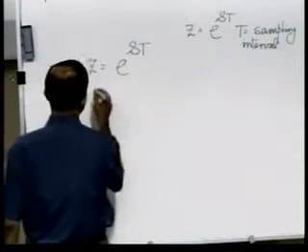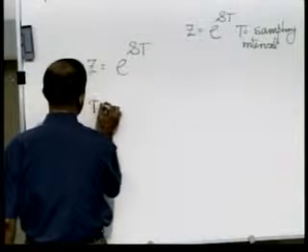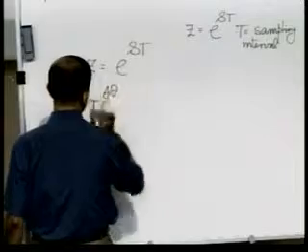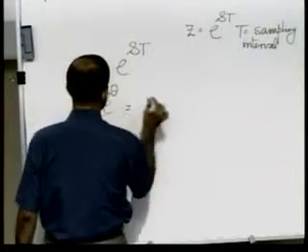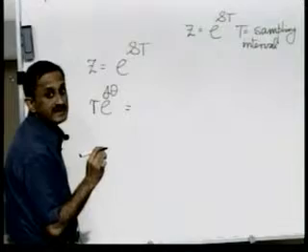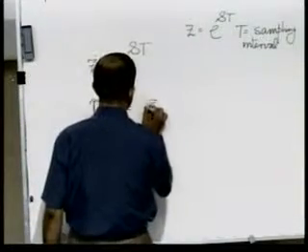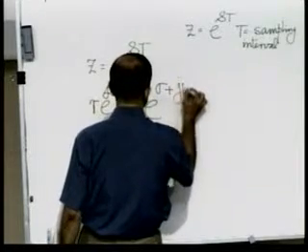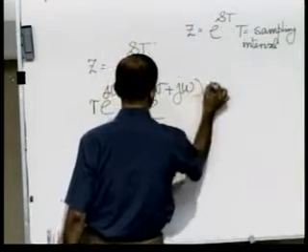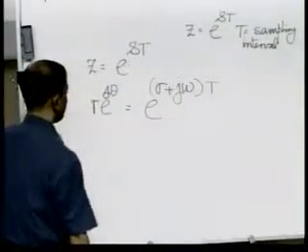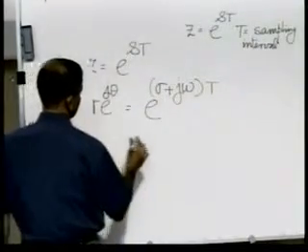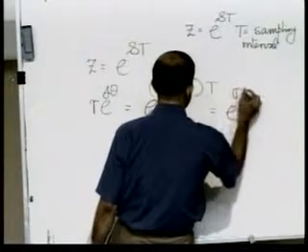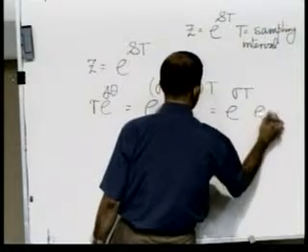So, therefore, let us write down z in its polar form, r e raised to the power j theta. And let us write down s in its rectangular form. So, e raised to the power sigma plus j omega times T. So, here we have e raised to the power sigma T, e raised to the power j omega T.